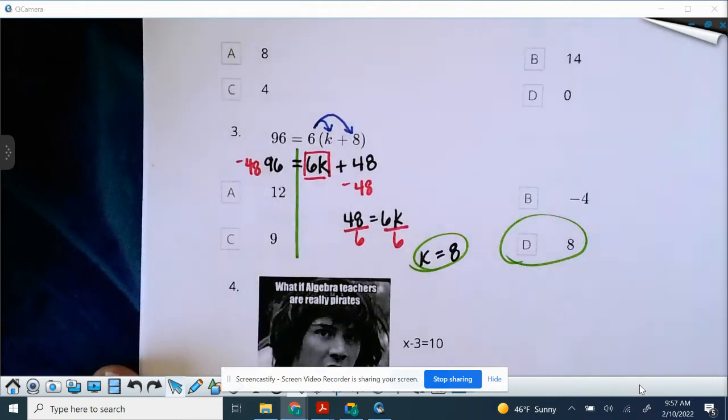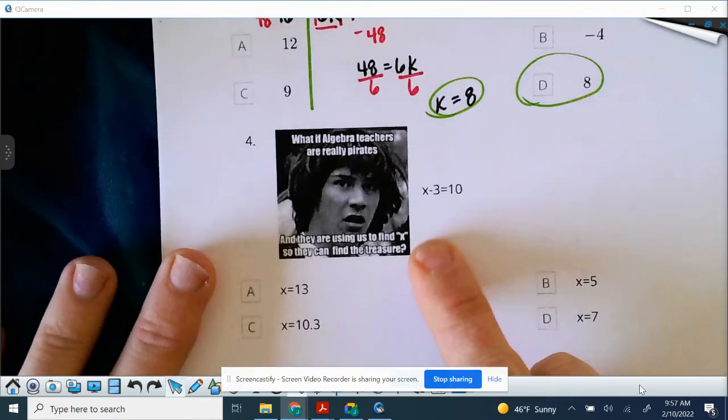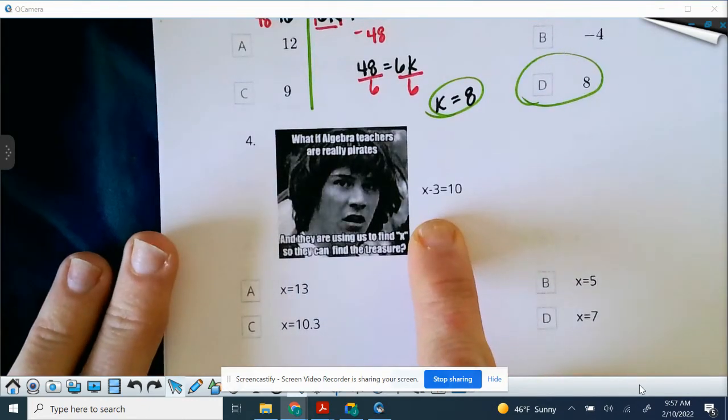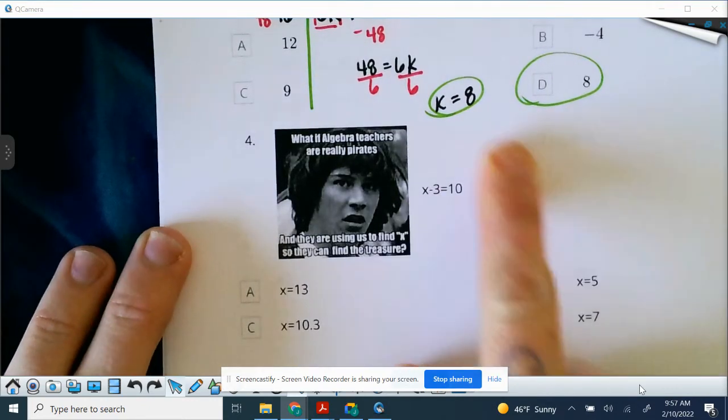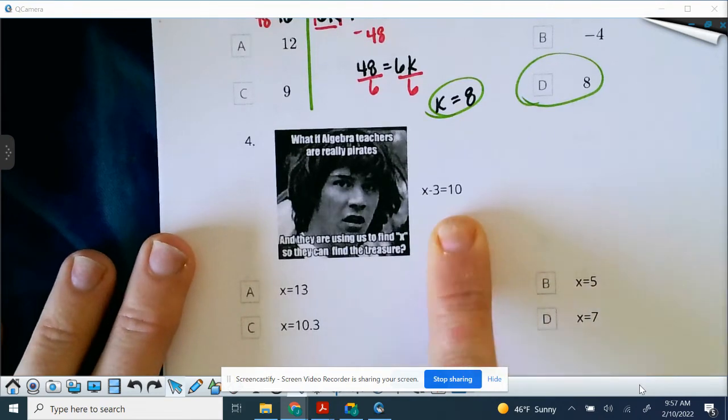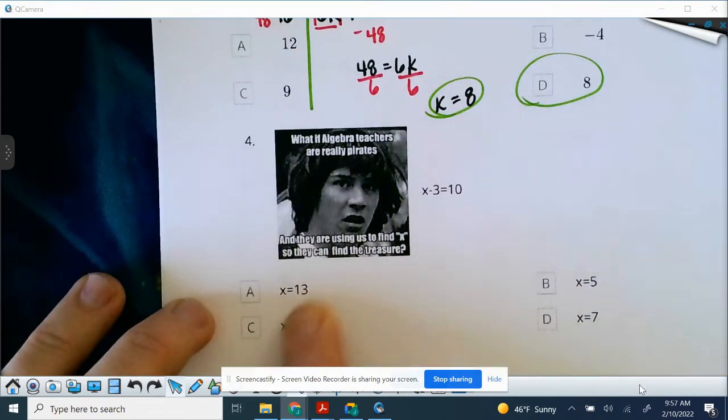All right. Number 4, I feel like it's pretty easy. X minus 3 equals 10. I need x by itself, so I'm going to add. So that's going to be 13. And that's just because that negative 3 had to cross the equal marks.